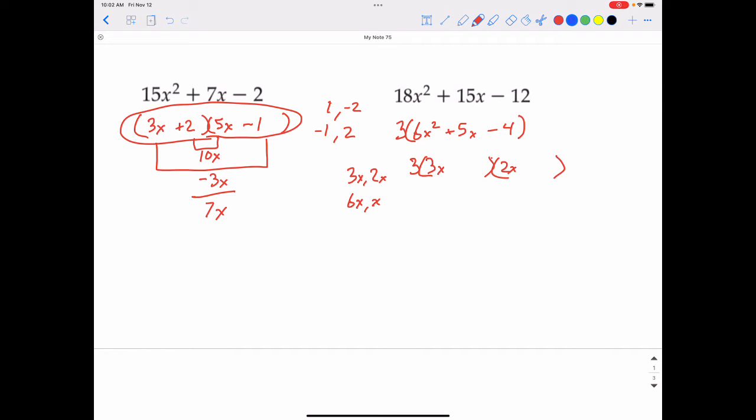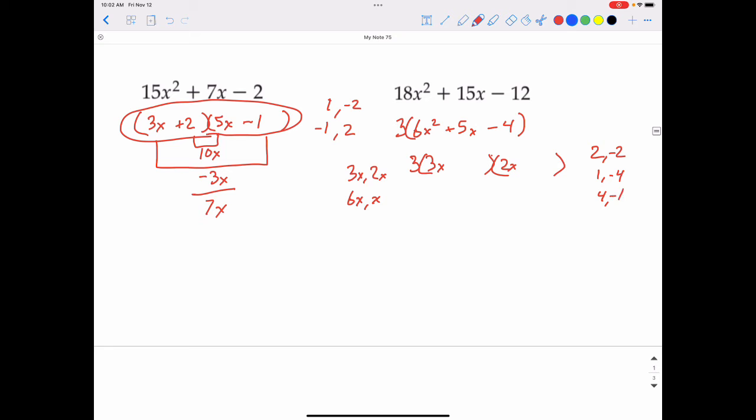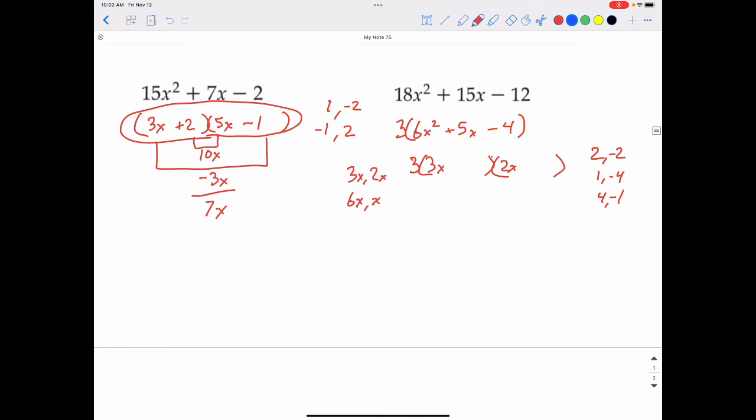So I need factors of negative 4 that add up to 5. So we can do 2 and negative 2, 1 and negative 4, or excuse me, positive 4 and negative 1. And let's see, let's try the negative 1 and the positive 4. So 4 times 2x is 8x. 3x times negative 1 is negative 3x. That does add up to 5x, which means we do have the complete factorization right there.